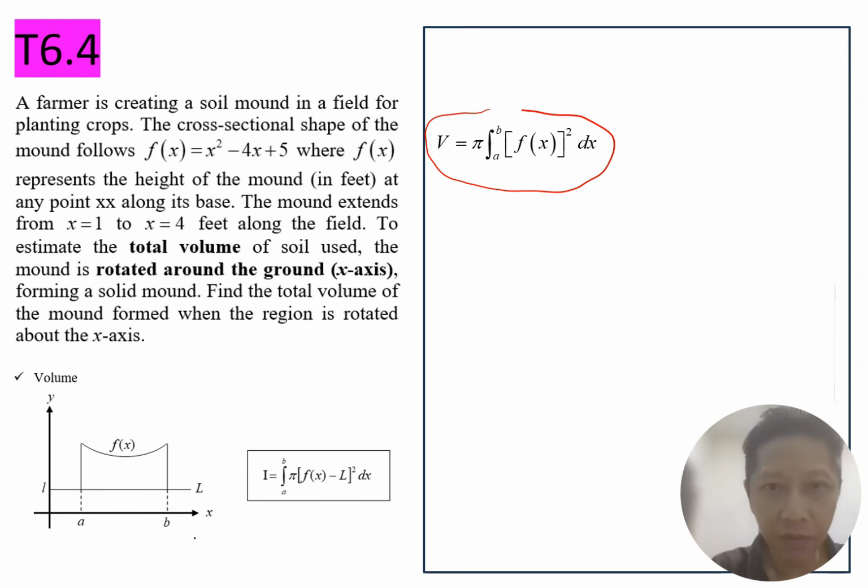Okay, this is the formula for the T6.4 context. Because we don't have the second function, we can just delete this one. So we're left with finding the integration of the original function here.